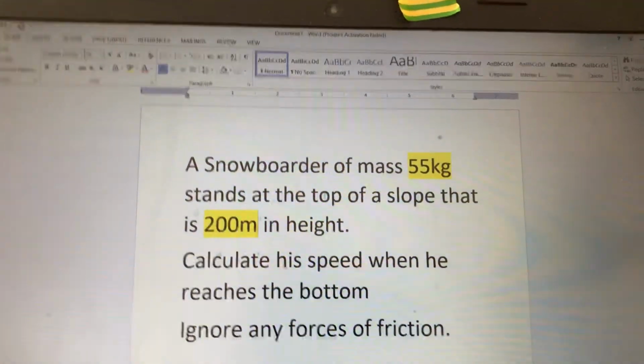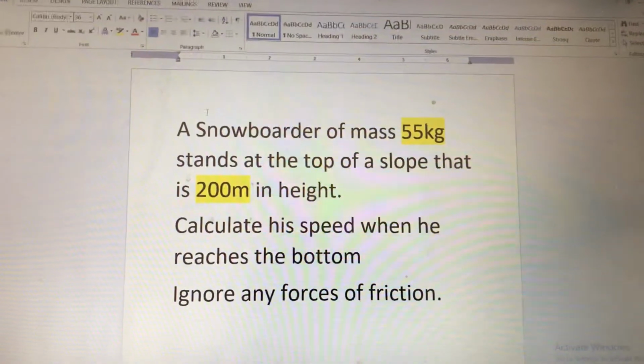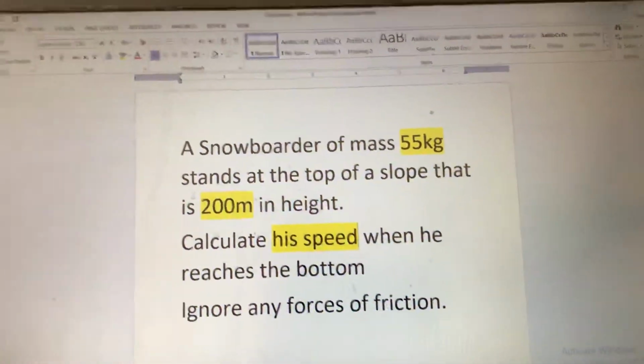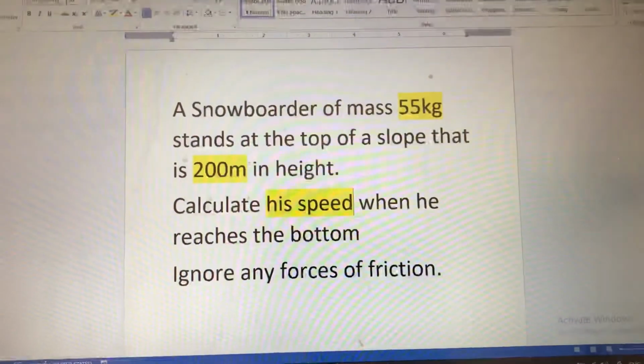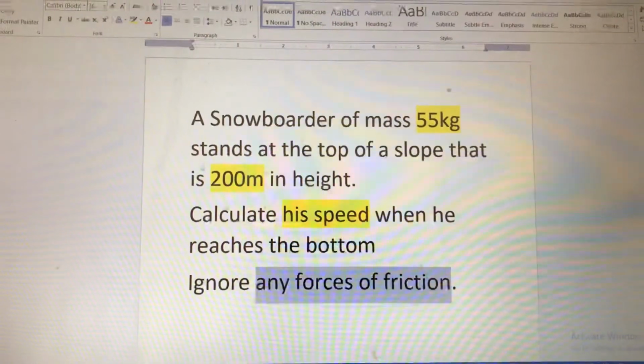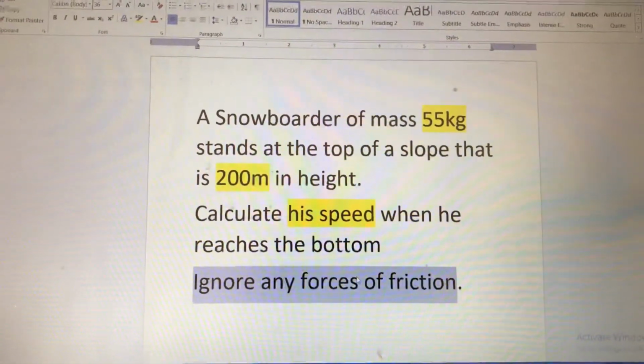There's nothing else here that we need to consider except that we need to find the speed, so that's what we're interested in. And we need to ignore any forces of friction. That just means we can look at things in a very simplified way. We're not going to worry about air resistance, and we're not going to worry about friction on the ground.